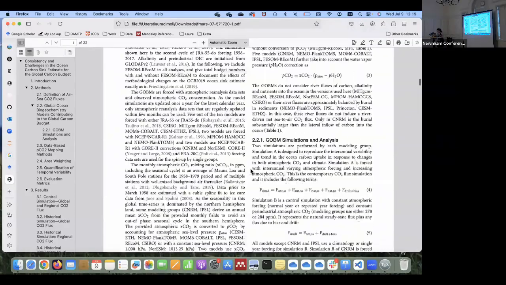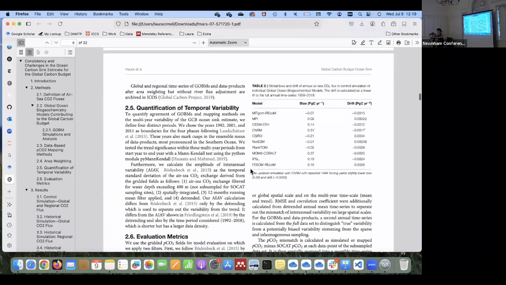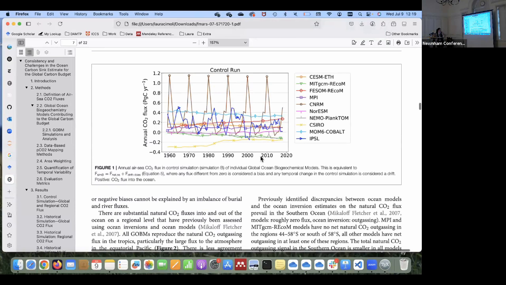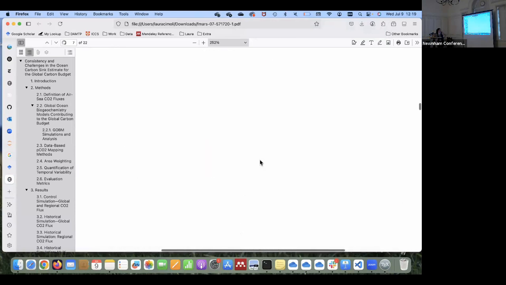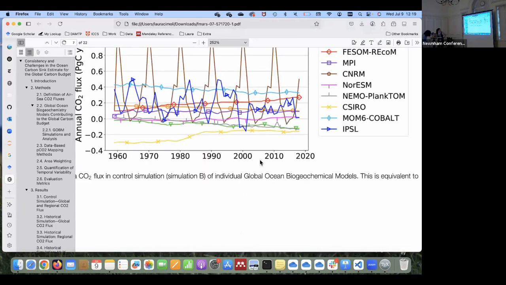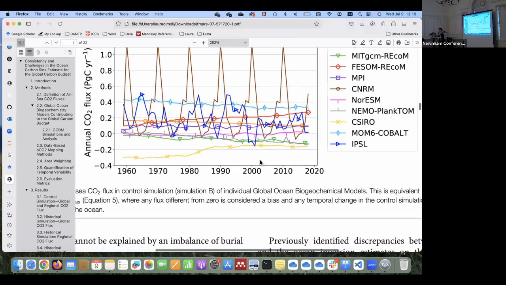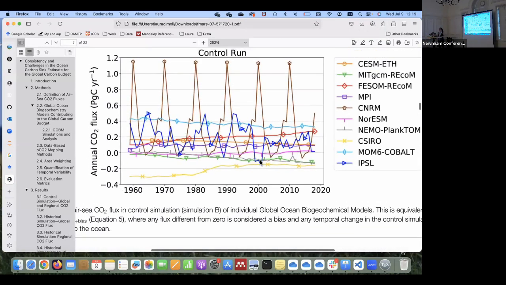What I wanted to show you is, I showed you the results. Yeah, so this is a bit better. Yeah, so NEMO is pretty good at this. It's the pink line here.